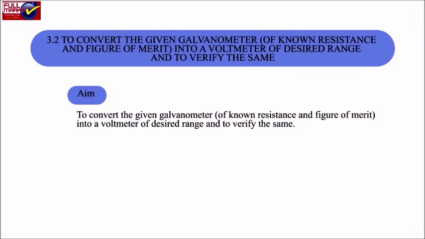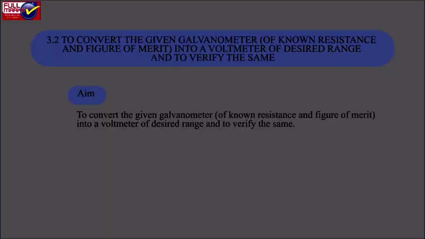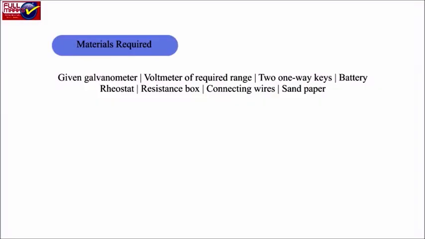To convert the given galvanometer of known resistance and figure of merit into a voltmeter of desired range and to verify the same. Aim: to convert the given galvanometer of known resistance and figure of merit into a voltmeter of desired range and to verify the same. Materials required: given galvanometer, voltmeter of required range, 2 one-way keys, battery, rheostat, resistance box, connecting wires and a sandpaper.